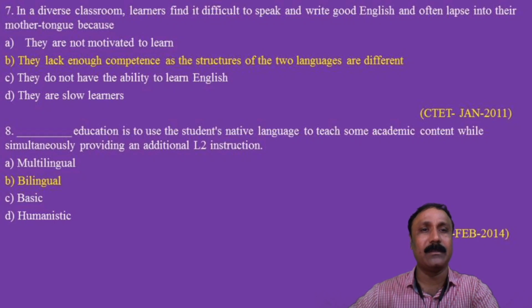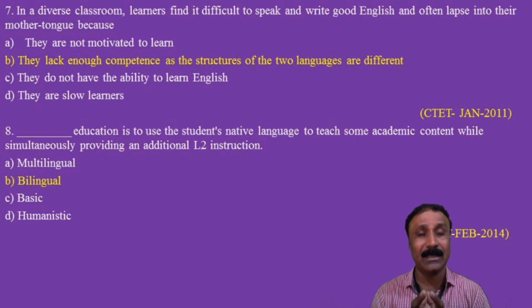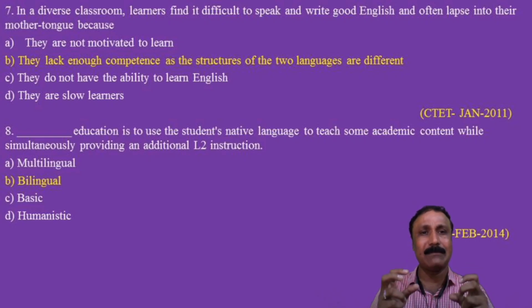Let's move on to one more question. In a diverse classroom, learners find it difficult to speak and write good English and often lapse into their mother tongue because they lack enough competence, as the structures of the two languages are different. Dash education uses the student's native language to teach some academic content while simultaneously providing additional L2 instruction. L2 means language 2, or second language instruction, that is bilingual, so it will be very effective to use that bilingual method. One is the mother tongue, another one is the foreign language which we teach.